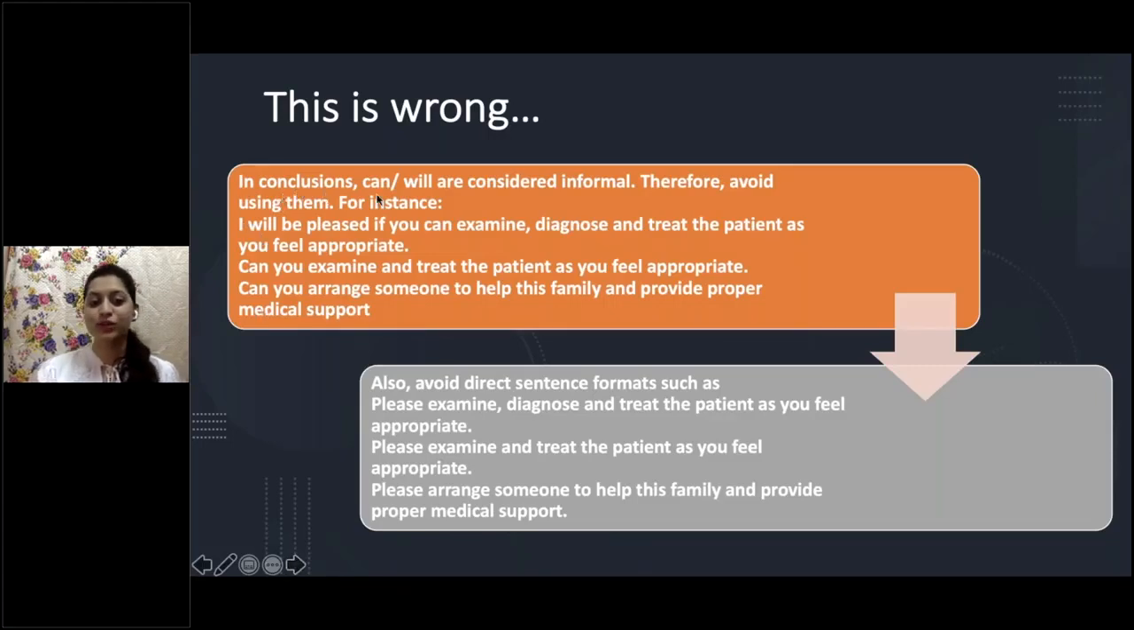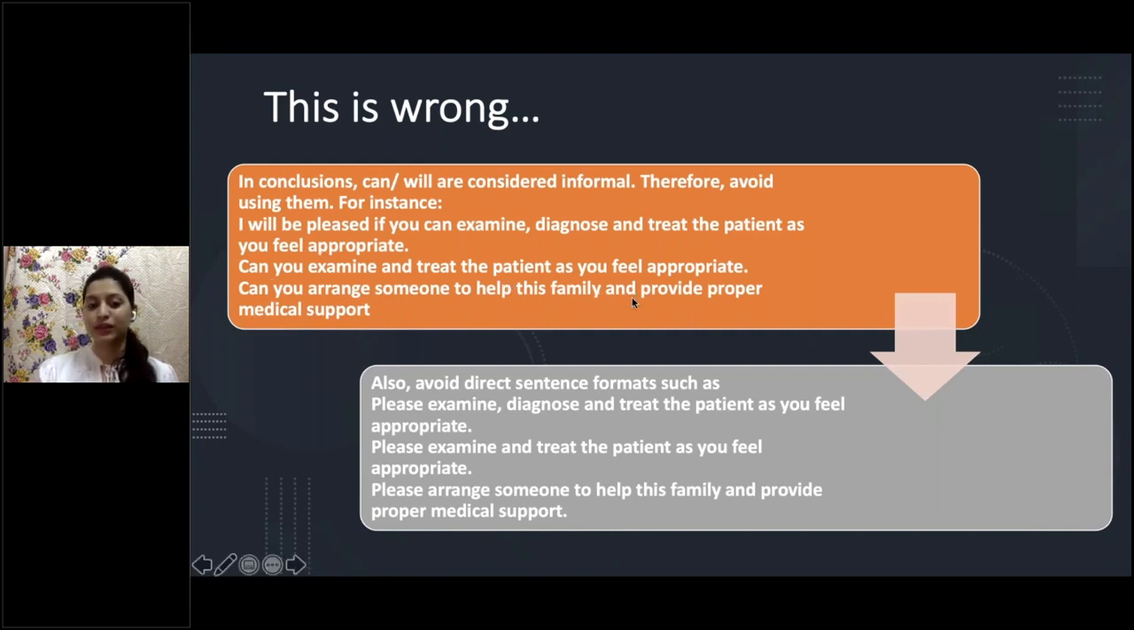In conclusions, can or will are considered informal, so avoid using them. For example, "I will be pleased if you can examine, diagnose, and treat the patient as you feel appropriate." So you see, "will" and "as you feel appropriate", all that is informal language. "Can you examine and treat the patient as you feel appropriate?" Again, can. Try to use could. I will tell you the right forms in the next slide.